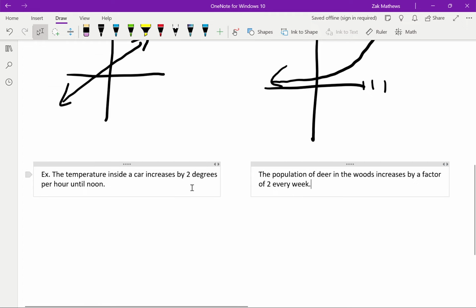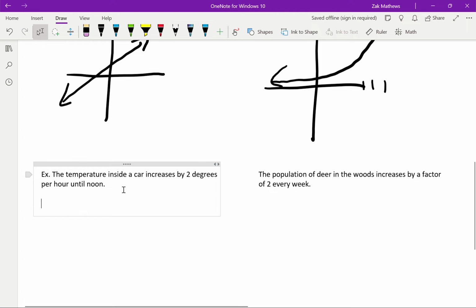dependent variable change? So we can see the temperature increased by 2 degrees, a set amount of 2 every single time, versus the deer population increasing by a factor of 2, meaning it doubles, times 2. So same idea as before. If we start with 10, then we get 20, then we get 40, then we get 80. And so anytime we see a doubling or a tripling or a halving, those are all indications of exponential growth.